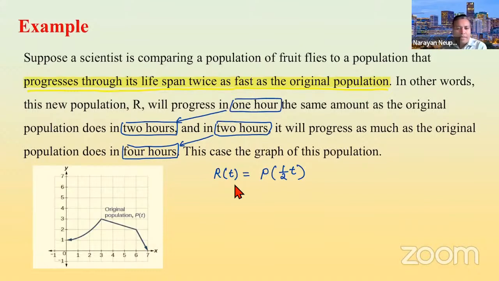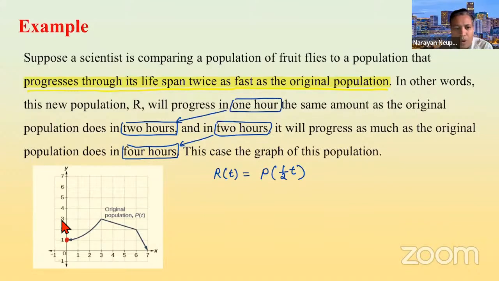And when we graph this, we really need to be very careful. If we look at time 0, half of 0 will also be 0. That means for the new population and the original population, the value will be the same at 0. So I can put that point. But now look here. At t equal to 3, the population is also 3. You can see here, 3 at 3.